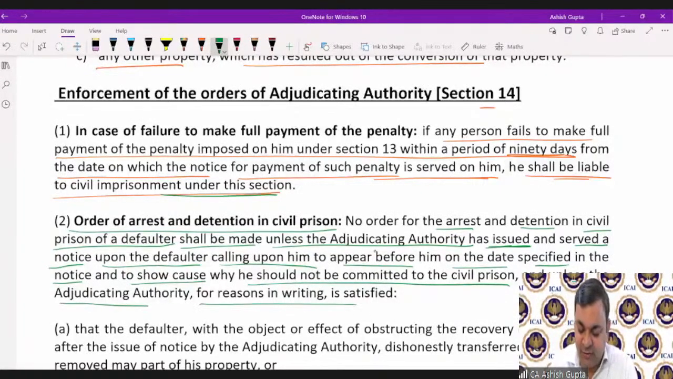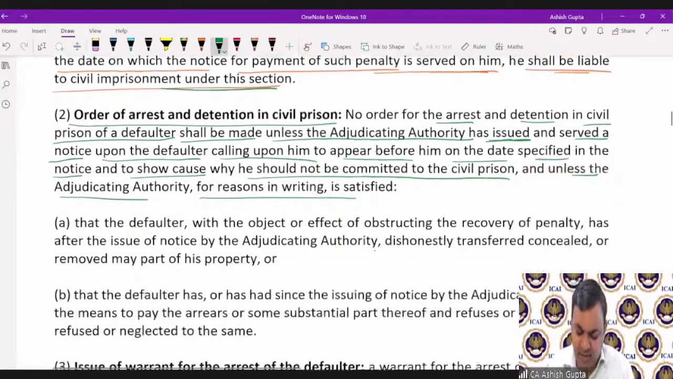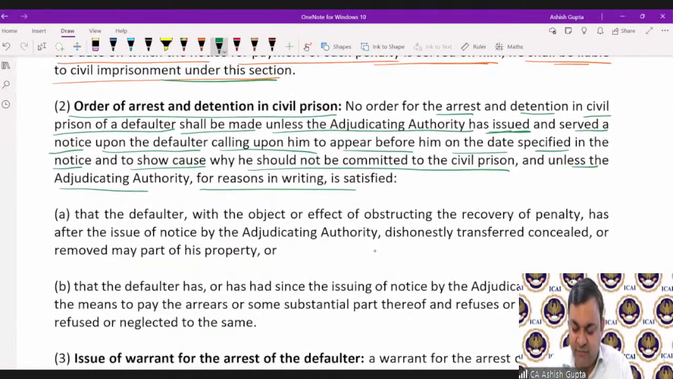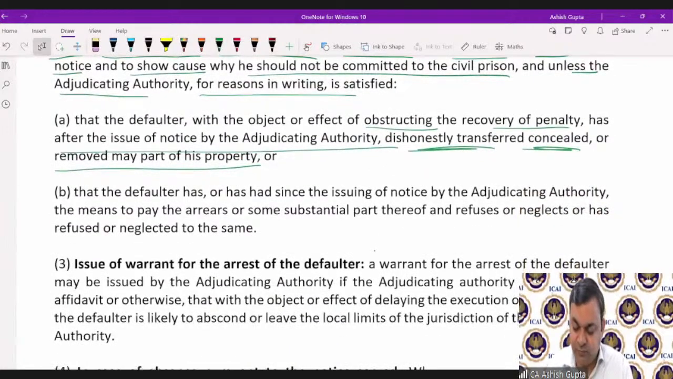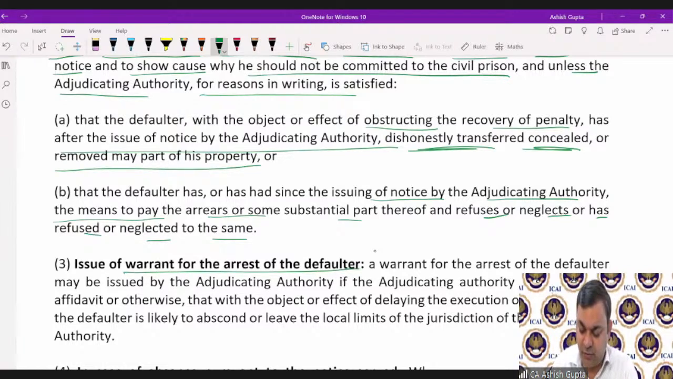Unless the adjudicating authority, for reasons to be recorded in writing, is satisfied that the defaulter, with the object or effect of obstructing the recovery of the penalty, has, after the issue of notice by the AA, dishonestly transferred, concealed, or removed any part of his property, or that the defaulter has, or has had since the issuing of notice by the AA, the means to pay the arrear or a substantial part thereof, and refuses or neglects, or has refused or neglected, to do so. Issue of warrant for the arrest of defaulter, right?